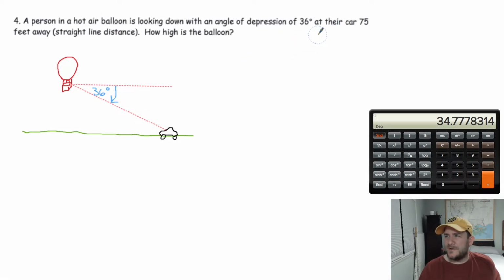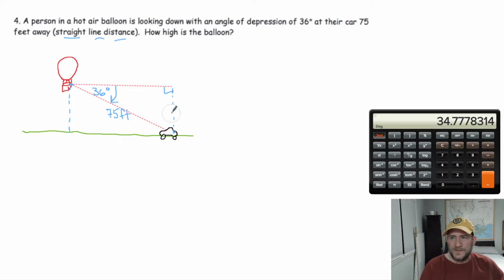What else do we know? It says their car is 75 feet away. It's a straight line distance though. So from the person straight to their car is 75 feet. So it says, how high is the balloon? Well, how high is the balloon? You'd usually measure here, yeah? But you could kick that over here. And this is the same height, of course.